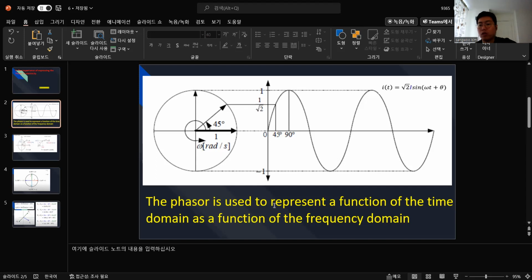The phasor is used to represent a function of the time domain. Because, as I said, time goes by and the wave has a certain value at each moment, right? So we say time domain. We want to know it in the frequency domain. I'll explain about it. This is an angle, right? The angle changes as time goes by, so I say frequency. I will explain more about it. Let's see more.